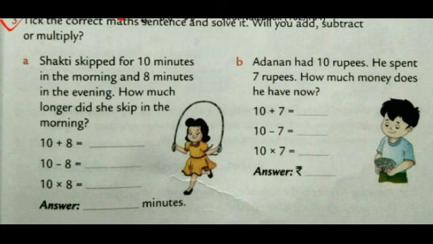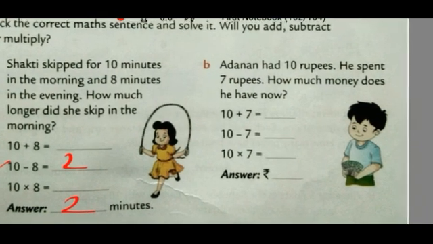So what is 10 minus 8? 2. That means 2 minutes. You can write here 2 minutes. This one is the correct answer. 2 minutes. How much longer did she skip in the morning? 2 minutes longer than the evening. Now see the next one.